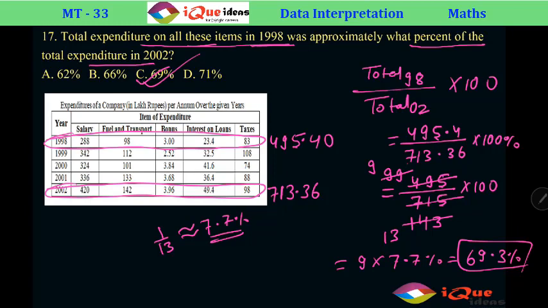Just make sure that you don't use approximation very high. Just for example, for 713 we have taken 715. This is not a very big approximation. This is almost negligible. 495.4, we have excluded 0.4. Nothing to worry, right? But you can't take 495 as 480. That would be a little difficult to handle. Okay. Now let's take up the next question.